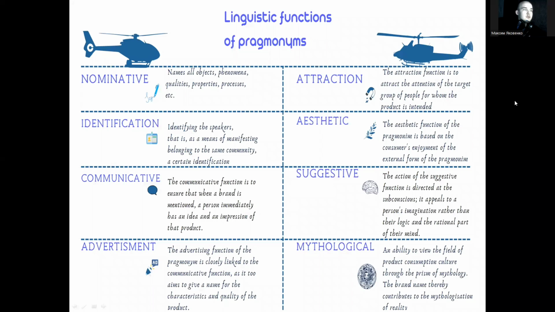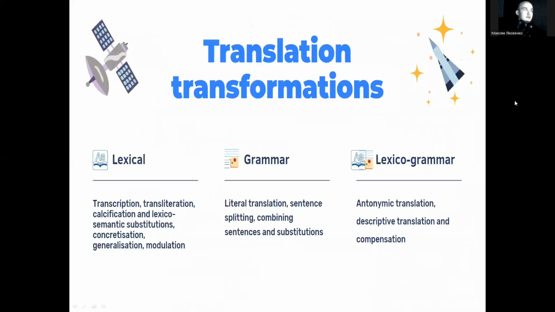The following functions of pragmonyms are defined: nominative, identification, communicative, advertising, attraction, aesthetic, suggestive, and mythological. So pragmonyms are a special class of the phonemic system of the modern Ukrainian literary language, endowed with individual characteristics. They denote objects surrounding a person in everyday life and participate in the formation of the linguistic picture of the world. A reference guide for translating pragmonyms into Ukrainian hasn't yet been created.